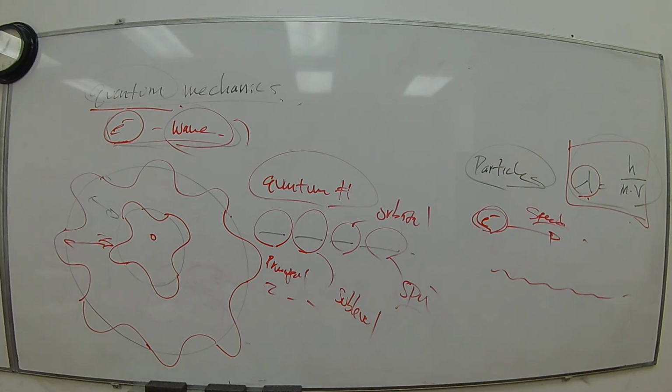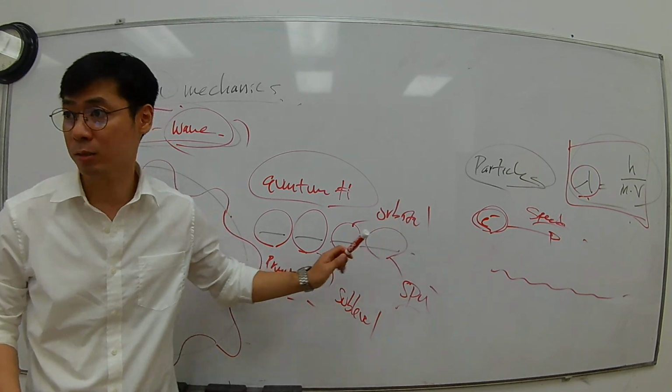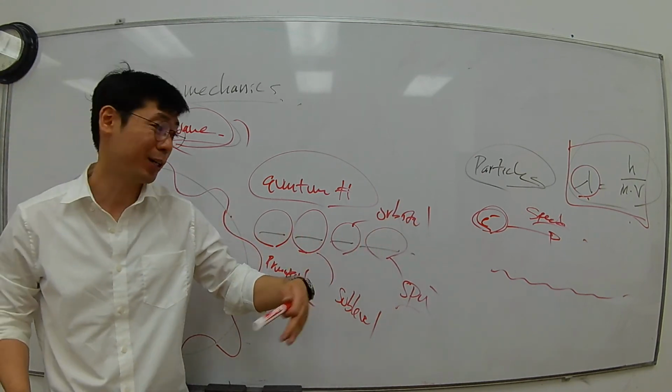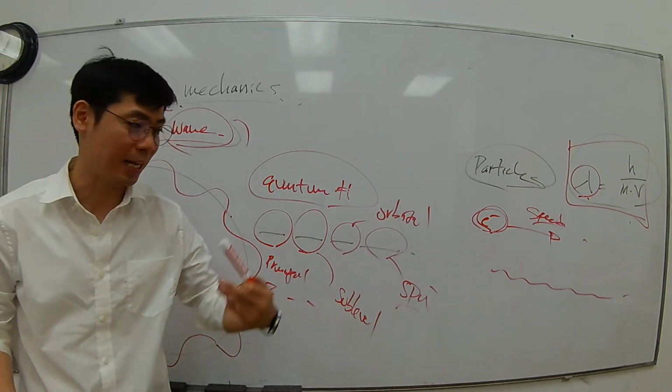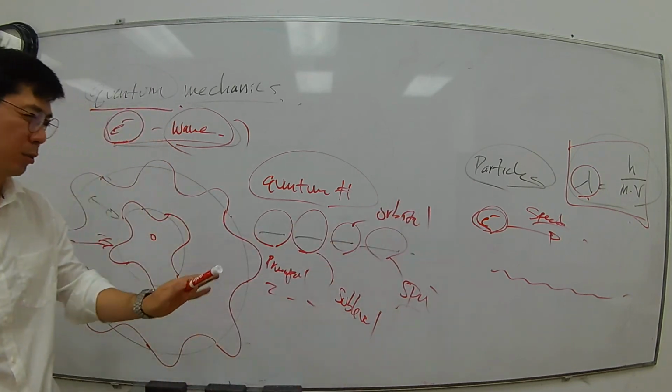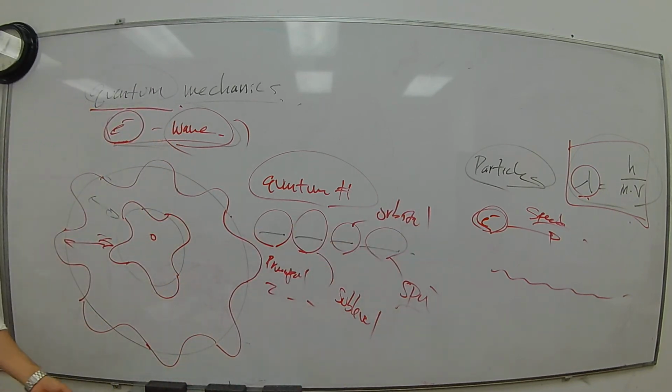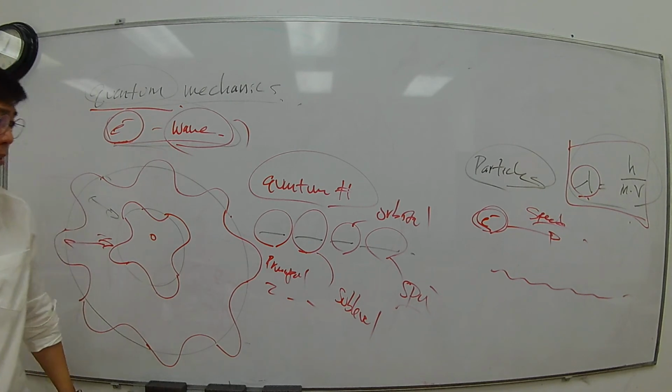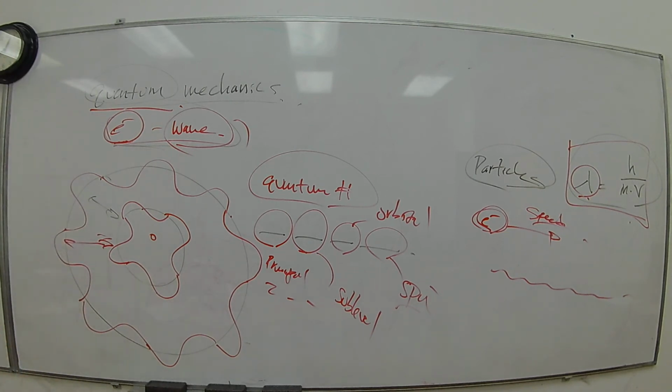Do you have to know the quantum mechanics for AP Chem? No. They don't ask this question. They don't ask you to figure out the quantum numbers for an electron in a given element. But you have to understand at least what it represents, okay? Any questions so far? Let me know.